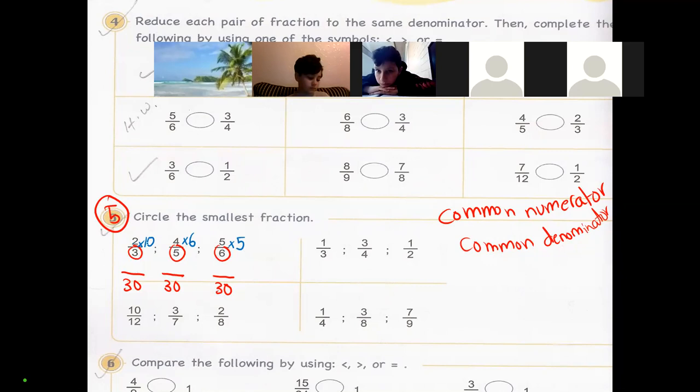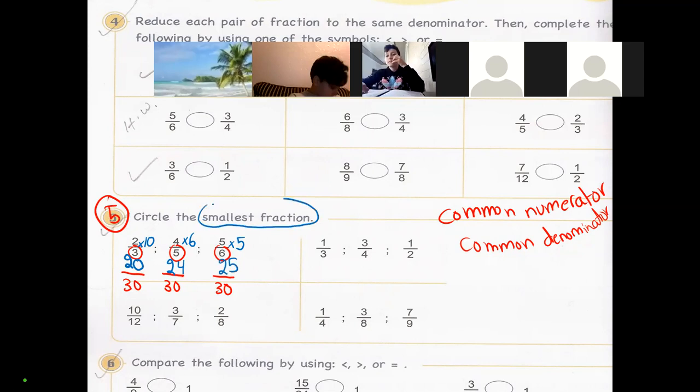2 times 10, how much? 20. 4 times 6, 24. 5 times 5, 25. Which fraction is the smallest fraction? 20 over 30. Excellent. Bravo.